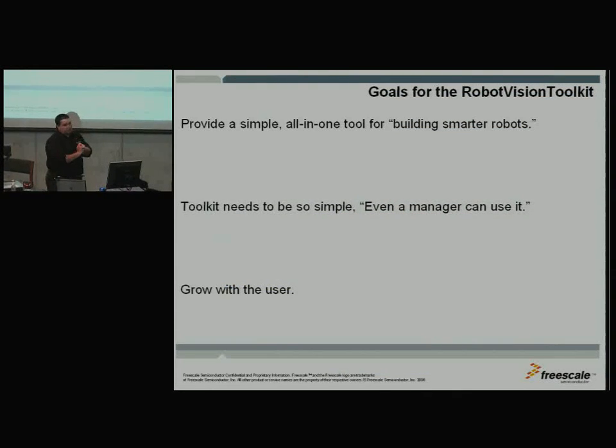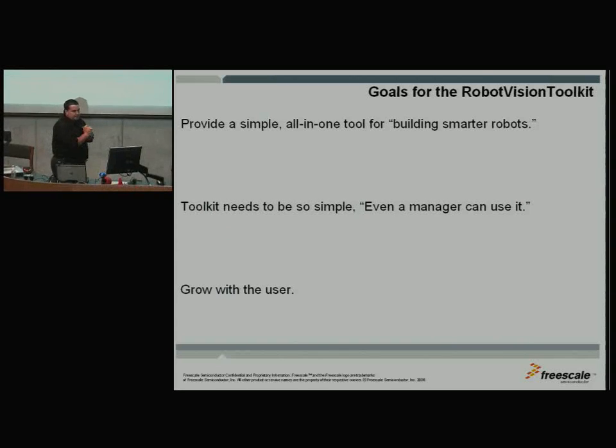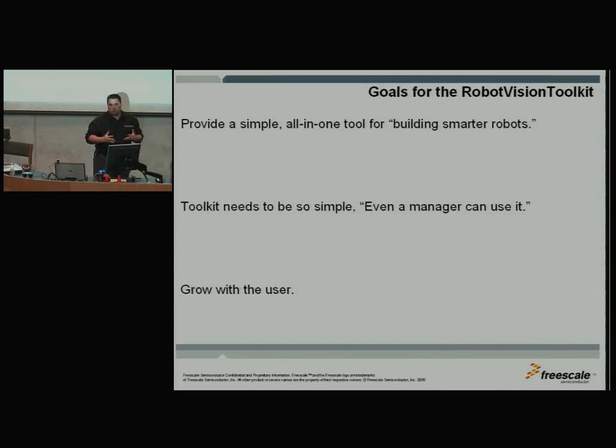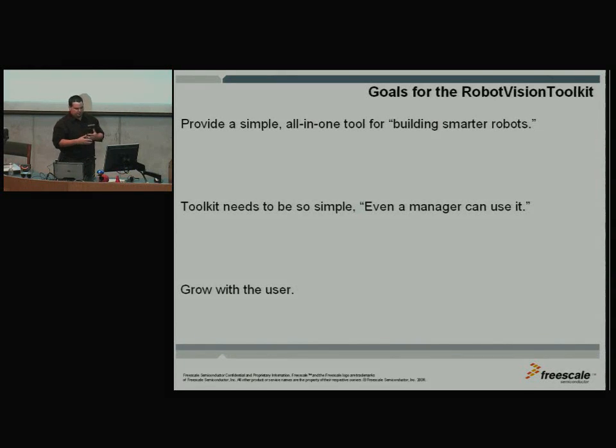So the goals for the RobotVisionToolkit. Number one, the primary goal was to provide a simple, all-in-one tool for people to build smarter robots. I go to a robot club called Chibots. A lot of people involved in robotics are not traditional software engineers. A lot of mechanical guys, a lot of electrical guys with some software knowledge, but not much. When I saw that, I wanted to provide a tool for them to take advantage of some advanced software concepts without having to know all the ins and outs of C++ and APIs, Windows API calls or Linux API calls.